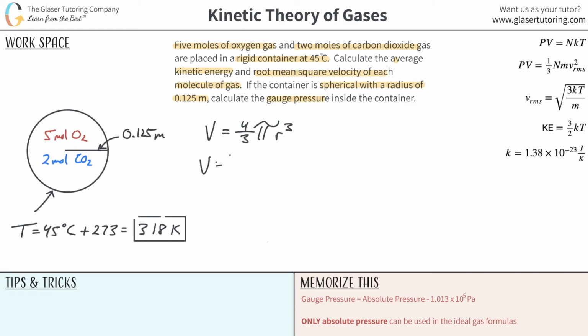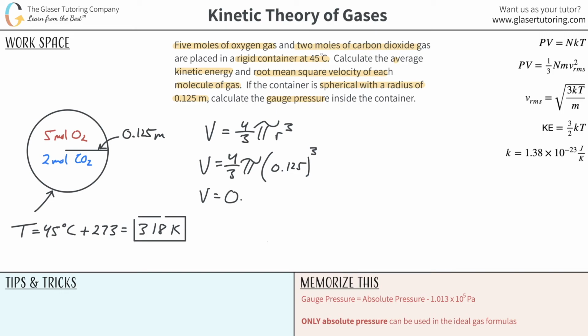So let's calculate that. So this is 4/3 pi multiplied now by r cubed, or 0.125, and it's in meters, so I'm good. I'm just going to plug it all in. So let's calculate it. So it's 4/3, 4 divided by 3 times pi times then 0.125 cubed.